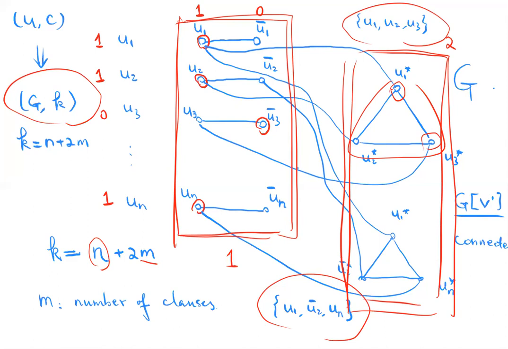All right, I think time is up. Yet, let me say one thing about the 2M part, the satisfaction part. We have M clauses here, M triangles. In each triangle we use 2 vertices in the vertex cover. So it's 2 times M.